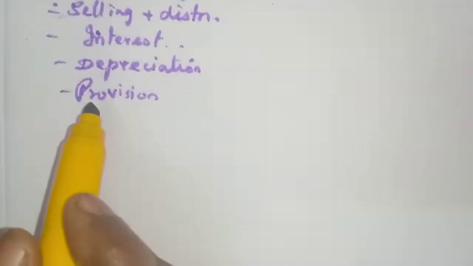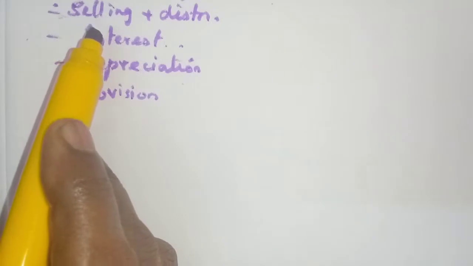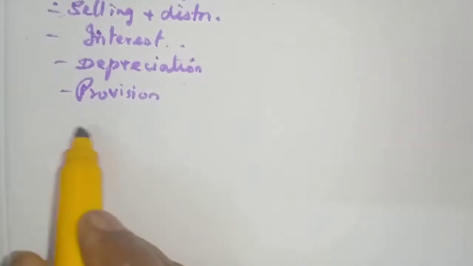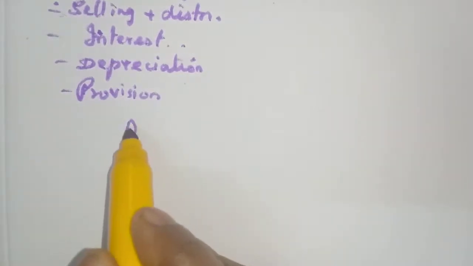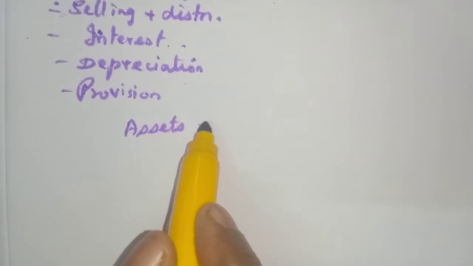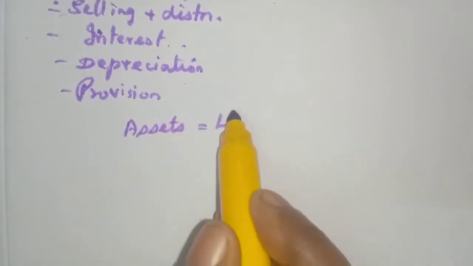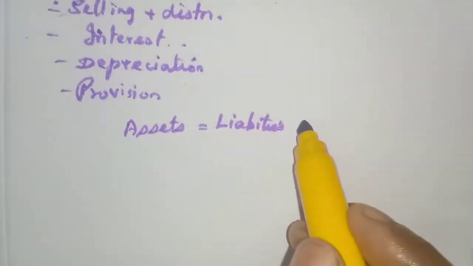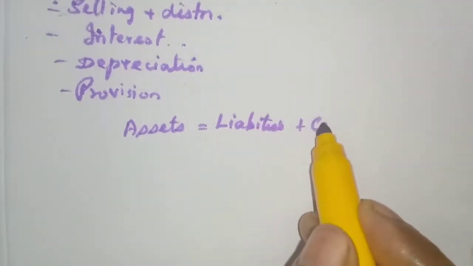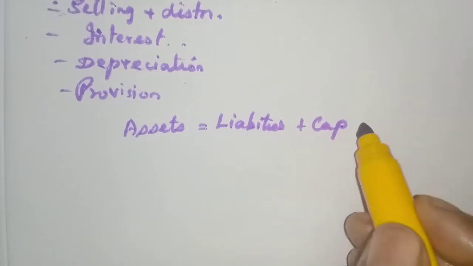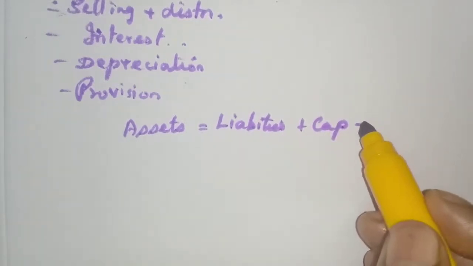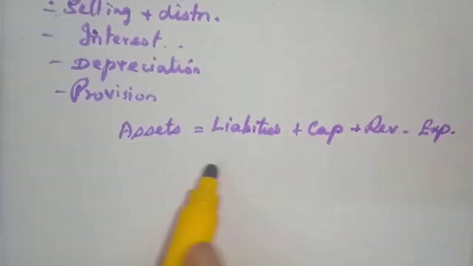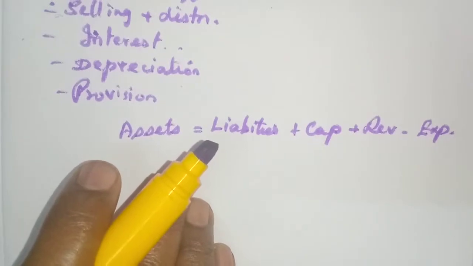So we have studied the grouping of accounts. All the accounts are grouped under four heads, isn't it? Assets is equal to liabilities plus capital plus revenue minus expense. This is the accounting equation.